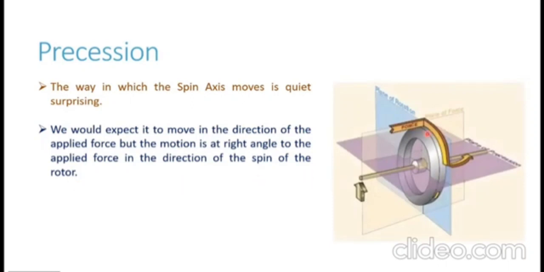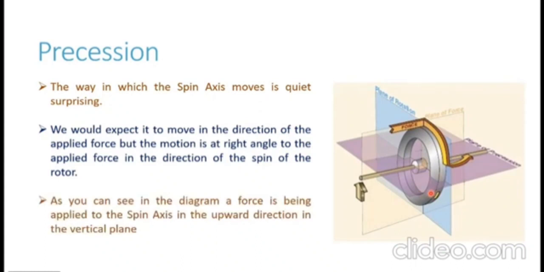So you see a rotor here. The rotor is moving in the clockwise direction. If you are looking from this particular side where you have this arrow, the rotor is moving in a clockwise direction. Now, as you can see in the diagram, this arrow represents the force which is being applied. So on this end of the spin axis, we are applying a force in the upward direction. And we would expect the spin axis to move upwards. The spin axis should be moving upwards.